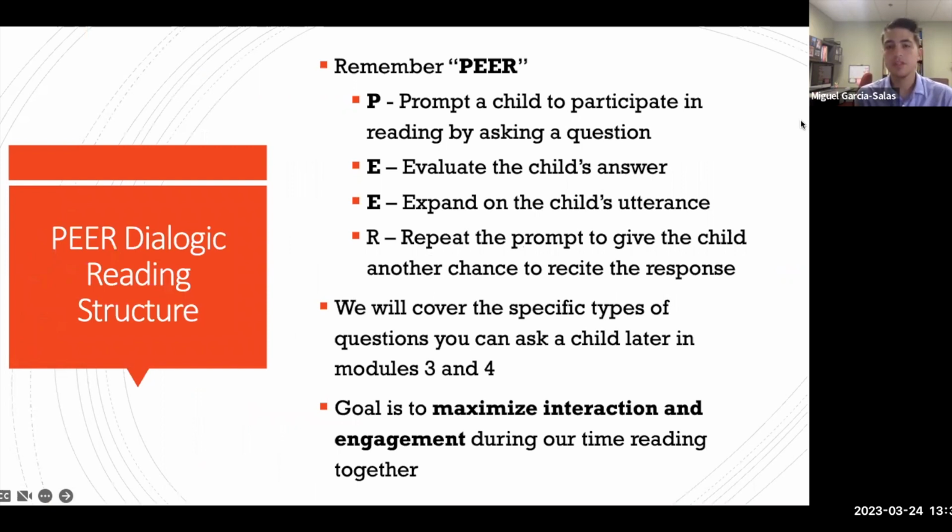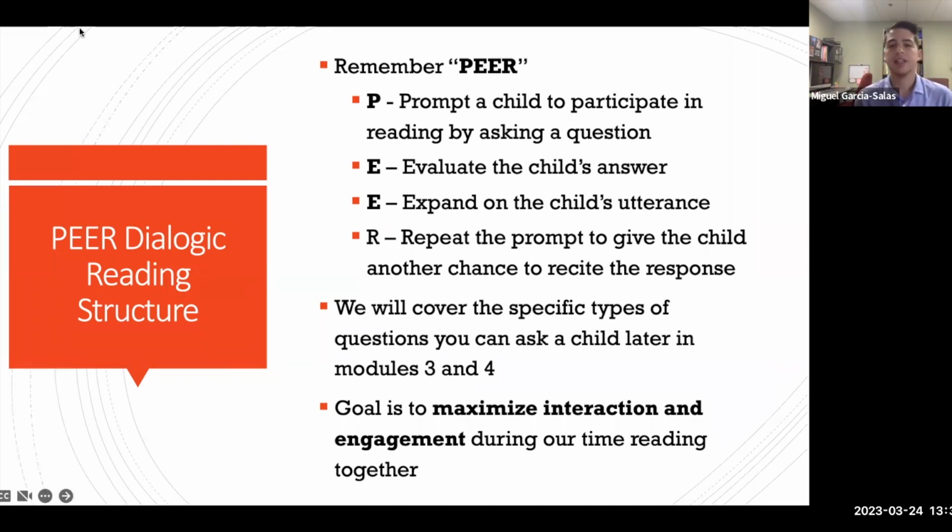Okay, so dialogic reading consists of a couple of acronyms that will help us remember specific strategies down the line. And the first one is PEER. So P-E-E-R. So the first P is to prompt. We're going to prompt a child to participate in reading by asking a question or giving them some kind of opportunity. So we're going to stop reading and engage the child here. And that's what that first P stands for.